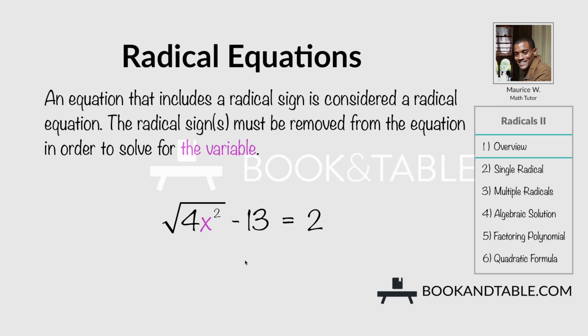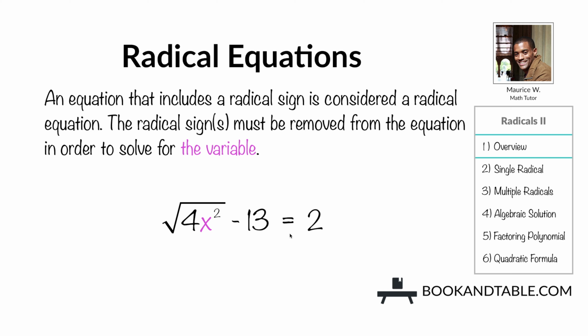An equation that includes a radical sign is considered a radical equation. The radical sign or signs must be removed from the equation in order to solve for the variable, which is usually x. So this would be an example of a radical equation. The square root of 4x squared minus 13 is equal to 2.